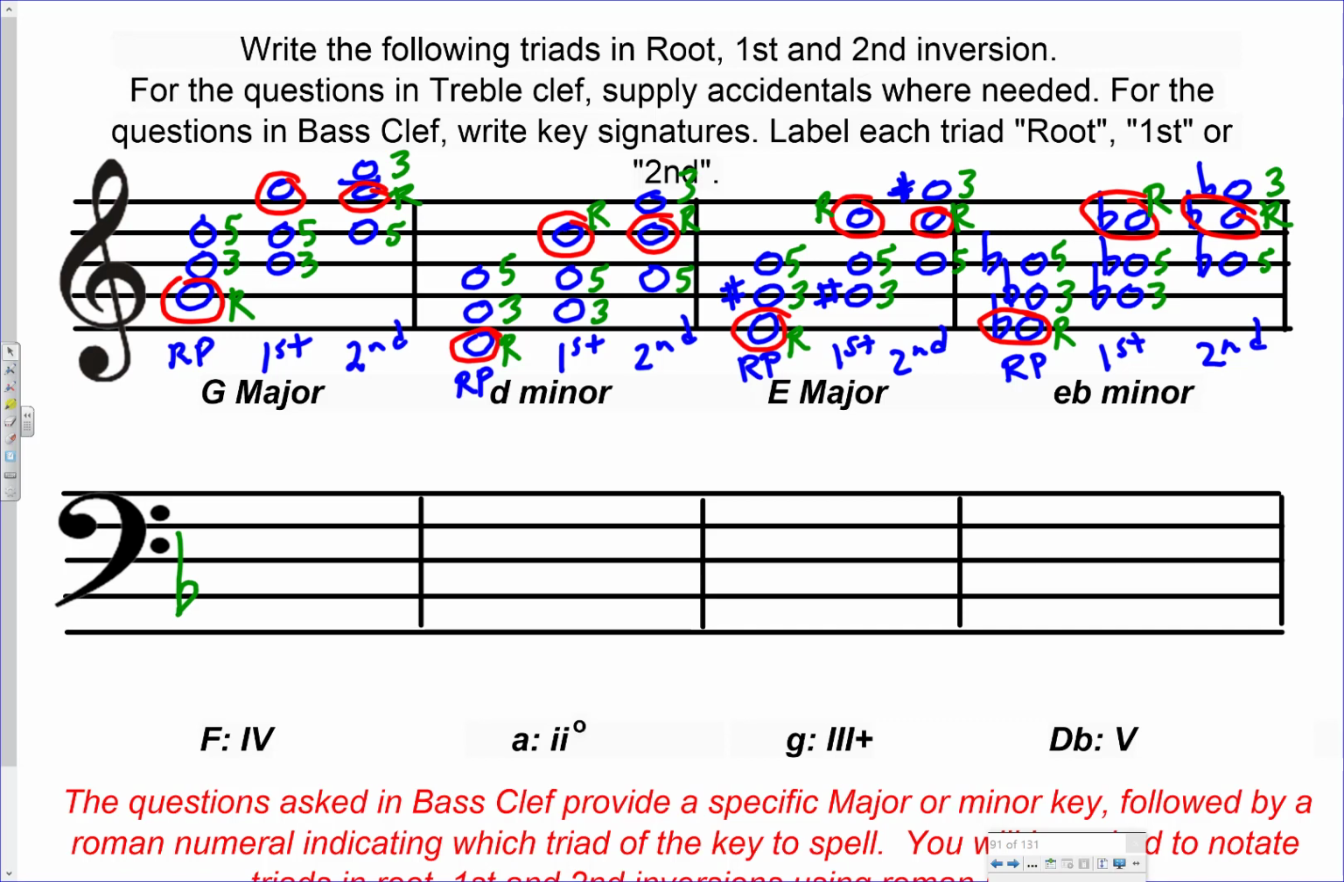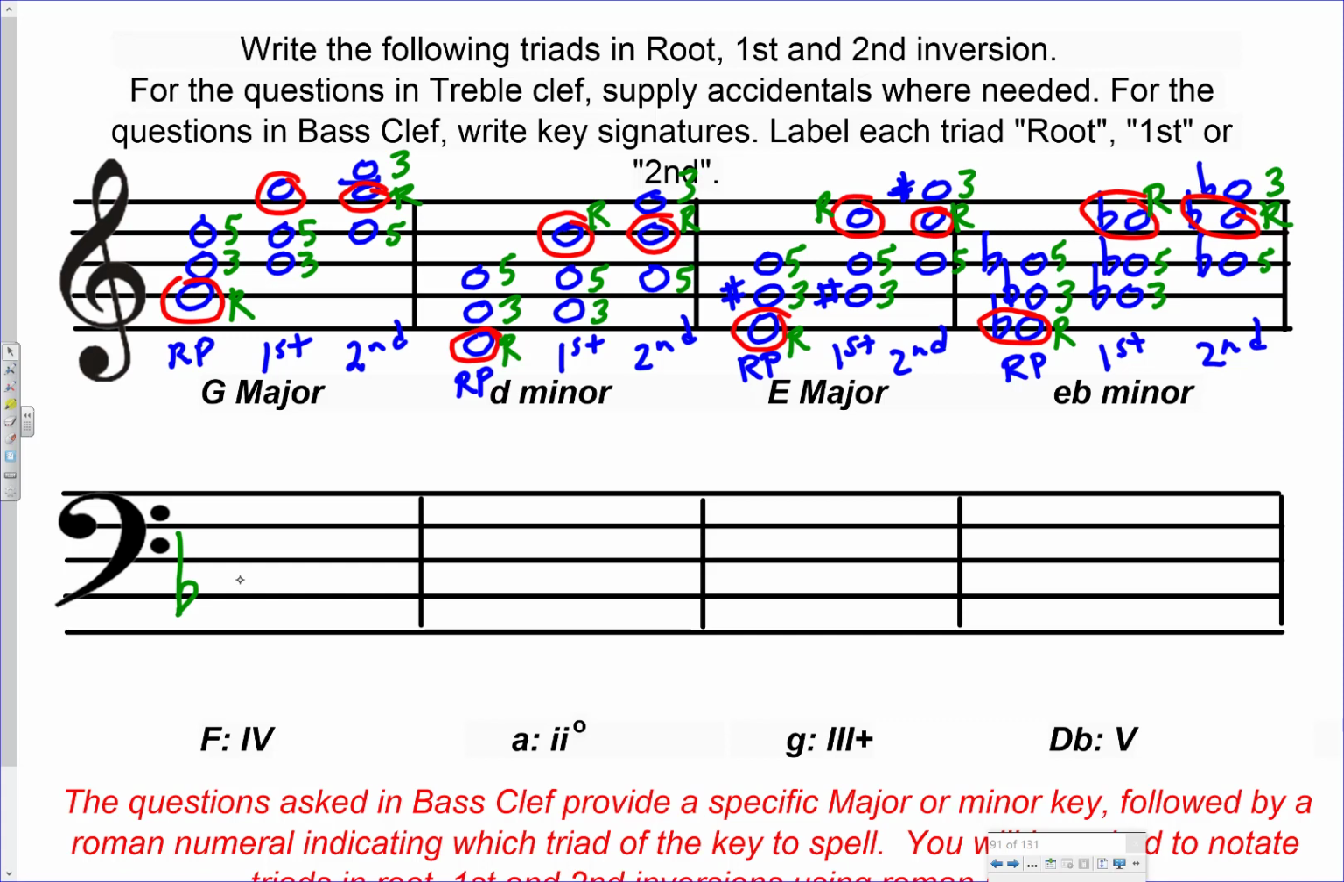We need to build the 4 chord in F major. We know the 4 chord is major. How do we know that? We know that because we've memorized, perhaps, that the subdominant triad in major keys is major, or we can clearly look at the Roman numeral and see that it's a capital IV, which means the triad is major.